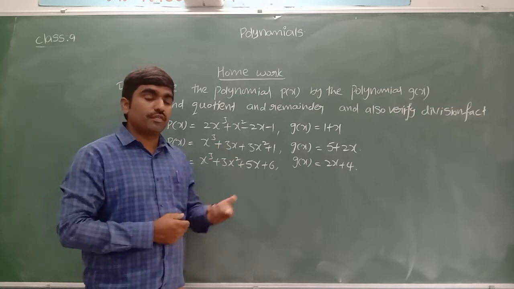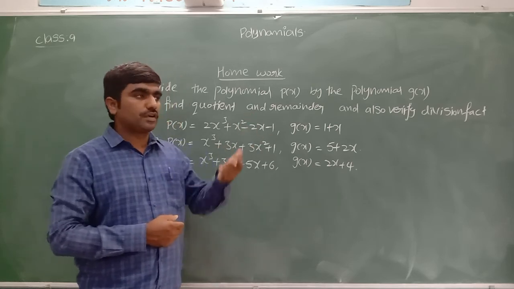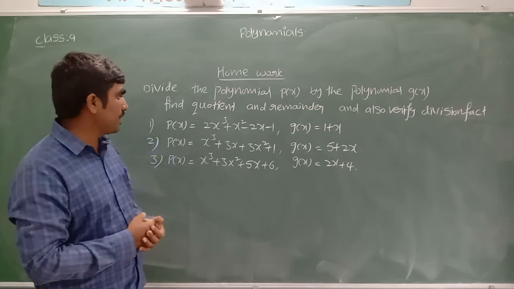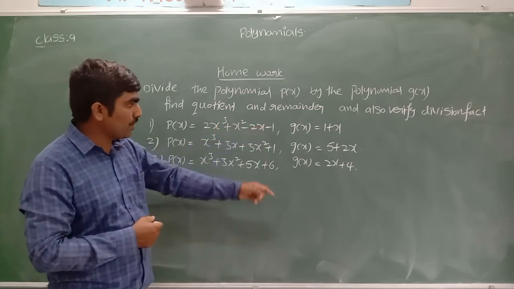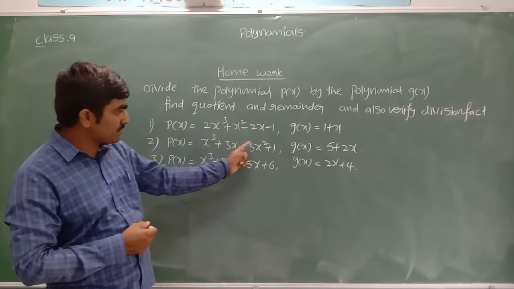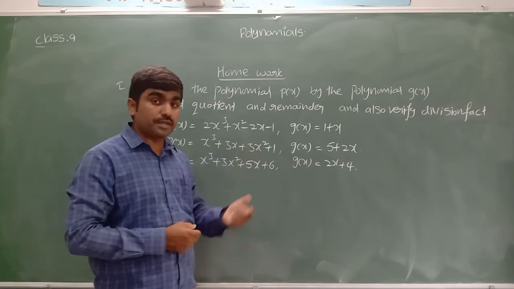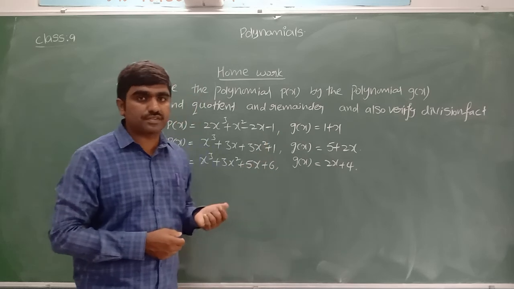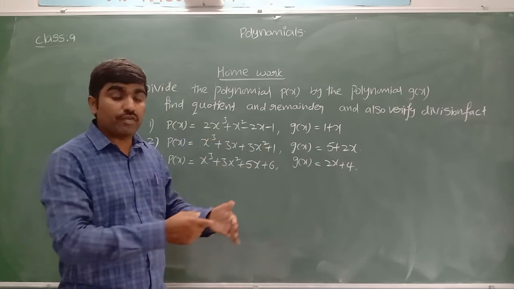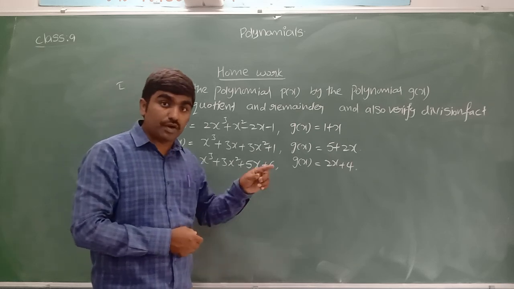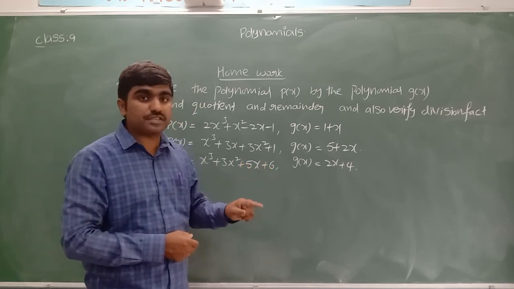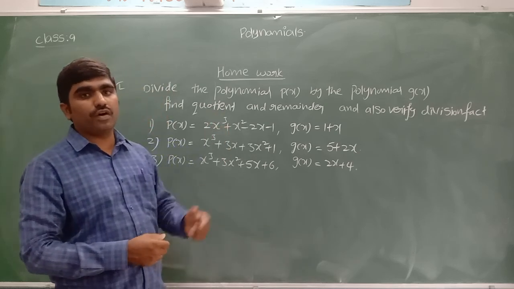After that, we have to write the terms of p of x and g of x with their powers in descending order. Here you can see descending order. Here the variable powers are not in descending order. So write the powers of p of x and g of x in descending order and start the division. When we have to stop the division: either we get the remainder 0 or the degree of the remainder is smaller than the degree of g of x.